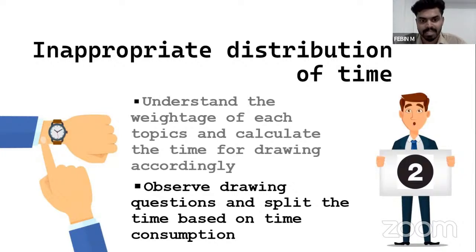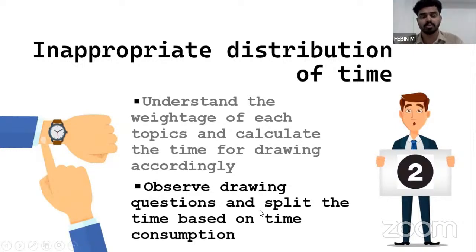We have 25% of marks from drawing, and we have 50 questions from aptitude for 200 marks. Then we have 100 marks for maths. So you have to understand this much weightage is carried by this particular topic, so then you can calculate the time. And also in these two drawings, you have to understand this much time will be taken for this particular question. Observe the drawing questions and split the time based on time consumption.